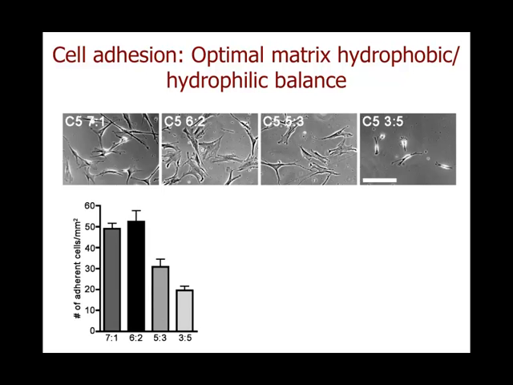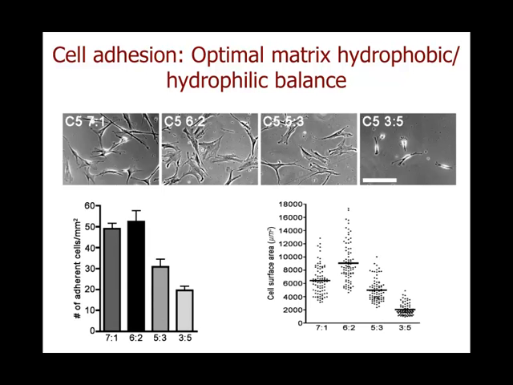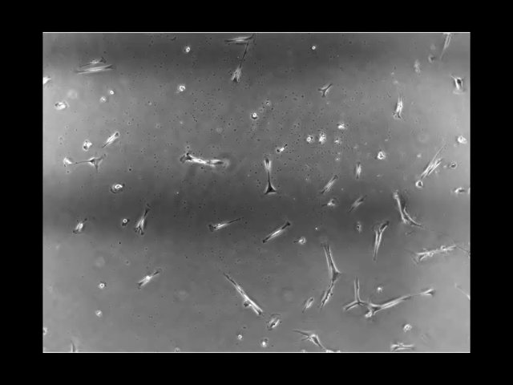Now I'm just going to summarize this slide by saying that this has nothing to do with the monomer, because we changed the monomer and still see a non-monotonic dependence. So this proves that it is the hydrophobicity at the interface that is playing a role.